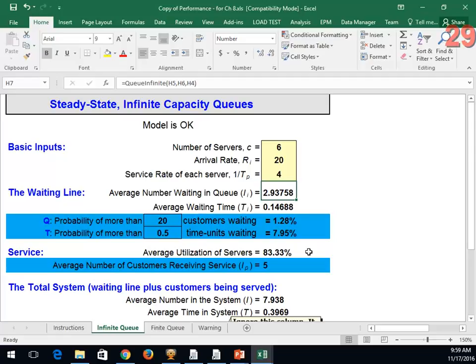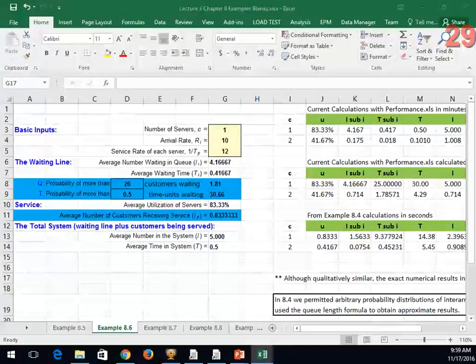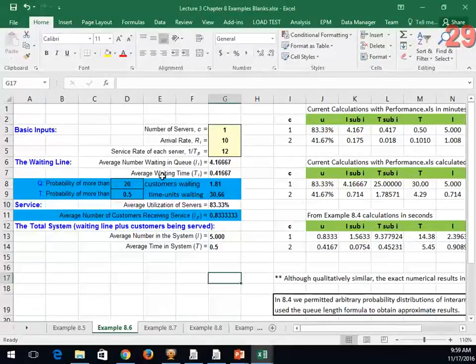The other thing you have to be consistent with is that when you enter information into these cells, they have to be in the same unit of measure. So you have to be talking about minutes or hours, but you have to be in that same unit of measure. All right. So that being said, what I have done in this example 8.6 is taken what we input into the performance.xls and copied that screen into here so that we can see that information in here.